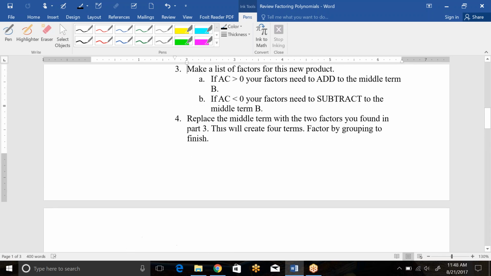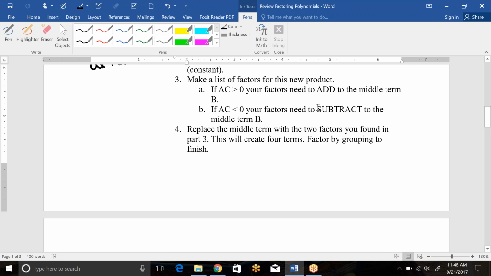If your a times c was greater than 0, in other words positive, the factors you pick need to add to the middle term b. If your ac is less than 0, or negative, your factors need to subtract to the middle term b. We replace the middle term with the two factors we found, so that's going to look like this: ax squared plus something x, and these could be negatives, we don't know, and then plus our c. So now you have two terms in the middle instead of just one. It's going to split, and that creates the 4 terms you need for factor by grouping.